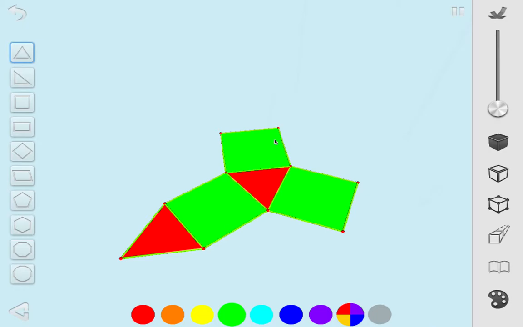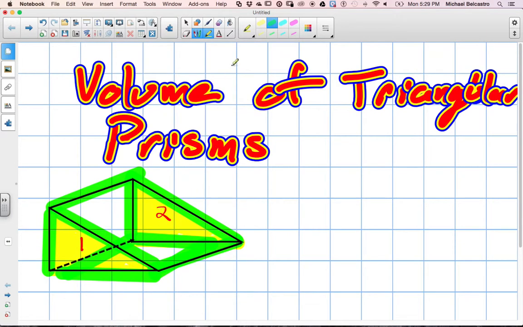And volume, all you really have to do is find the area of the face and then multiply by the height of the object. So let's take a look at what we got again. Here's a prism. The height or the depth, whatever you want to call it, will be this line here. So all we have to do is find the area of that first face or the second face, because they'll both be the same. And then we just multiply it by the height.